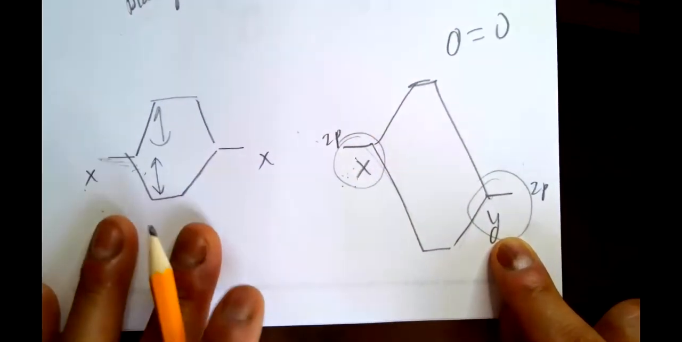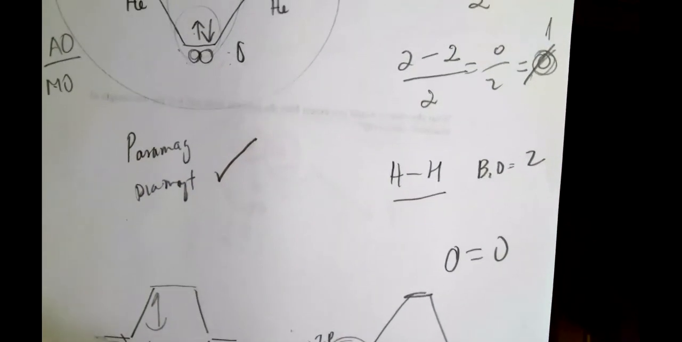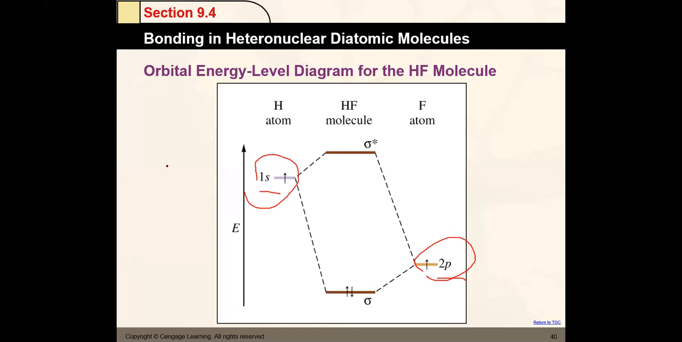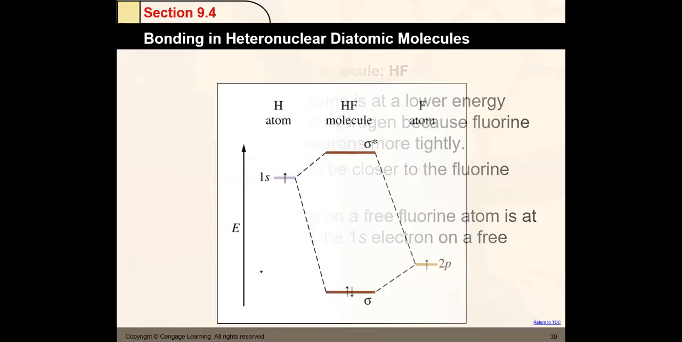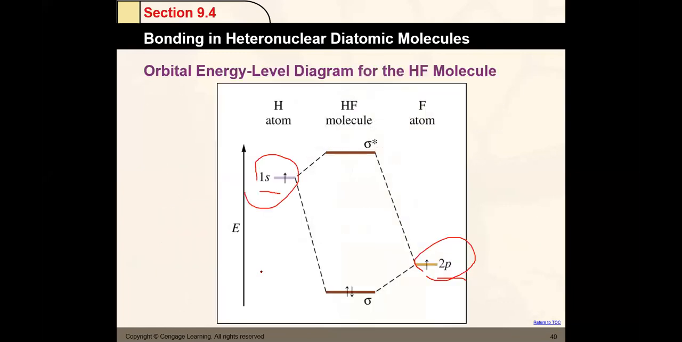And actually, this one is useful because you can predict the polarity only if you know the energies, of course. But who is going to memorize the energies? Nobody. You have to be told in the question which orbital is high in energy. For example, in this particular problem, they are telling us that the 2p electrons on a free fluorine are at lower energy than the 1s electron on a free hydrogen atom. This is part of the question. You have to be told this. So that's how you come up with this, that the 2p of the fluorine is lower than the 1s of the hydrogen.